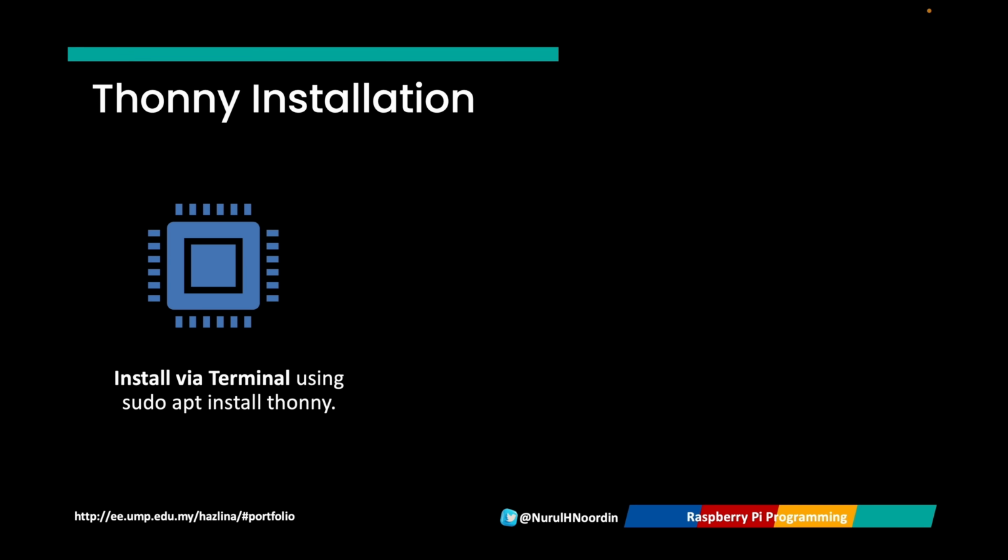The first method is installing Thonny using the command prompt or terminal in Raspberry Pi. Open the terminal in your Raspberry Pi. Type the following command and press enter: sudo apt update and sudo apt install thonny. Once the installation is complete, you can open Thonny from the Applications menu, Programming, Thonny IDE. This method ensures you have the latest version of Thonny installed.